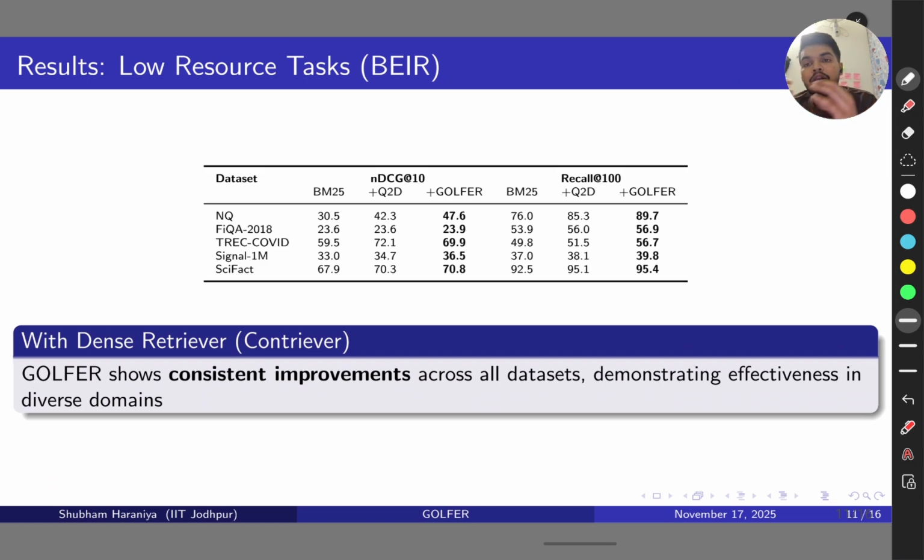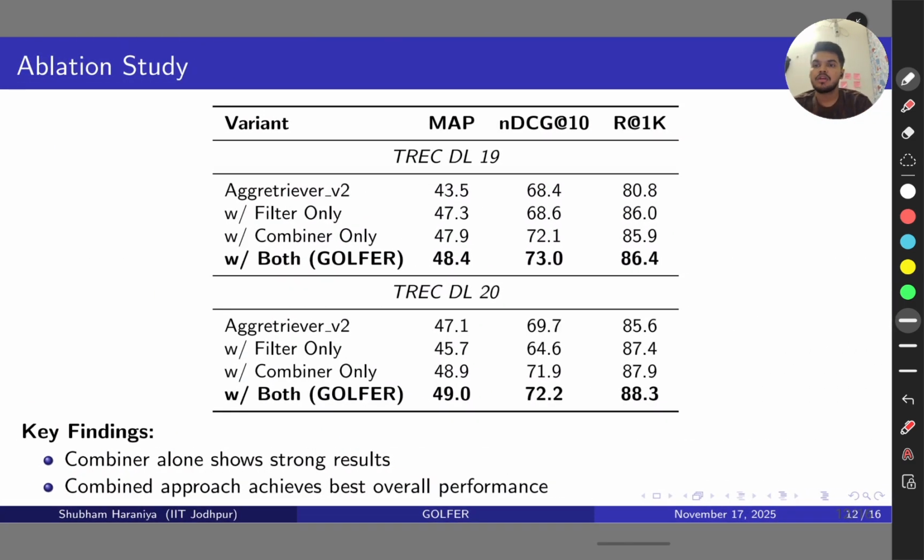So let's move on to the low-resource task, where we use five different types of small datasets that are part of BEIR, and at that time we use the metrics NDCG at 10 and recall at 100. We also find that GOLFer shows consistent improvement across all the datasets, demonstrating the effectiveness in diverse domains.